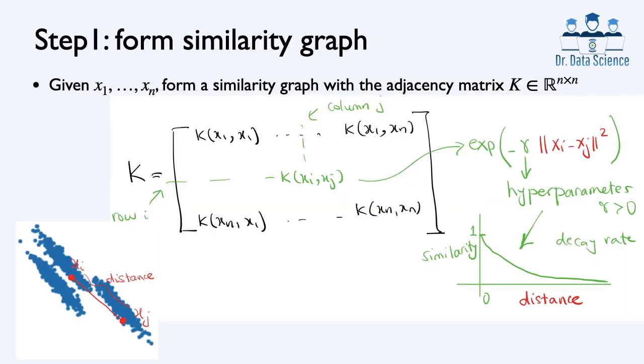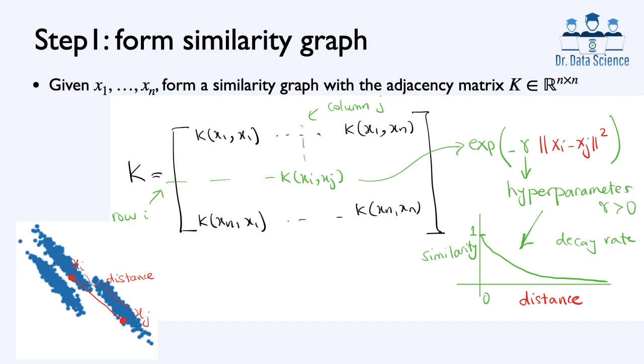Spectral clustering consists of 3 main steps. The first step is to form what is called a similarity graph. The similarity graph means that each data point in our data set is going to be a node or a vertex in a graph. Now we are going to have this adjacency matrix, which we call K. This matrix contains information about the similarity or the weight of the connection between each 2 nodes.